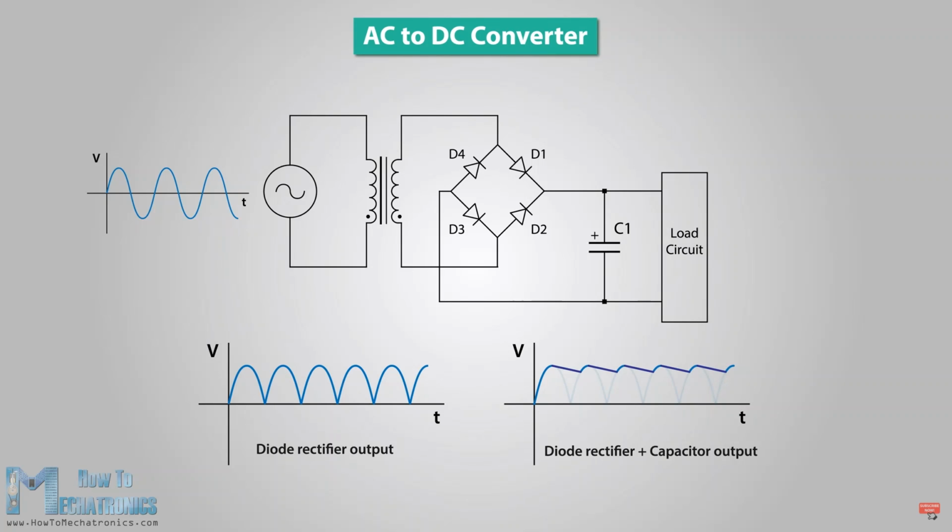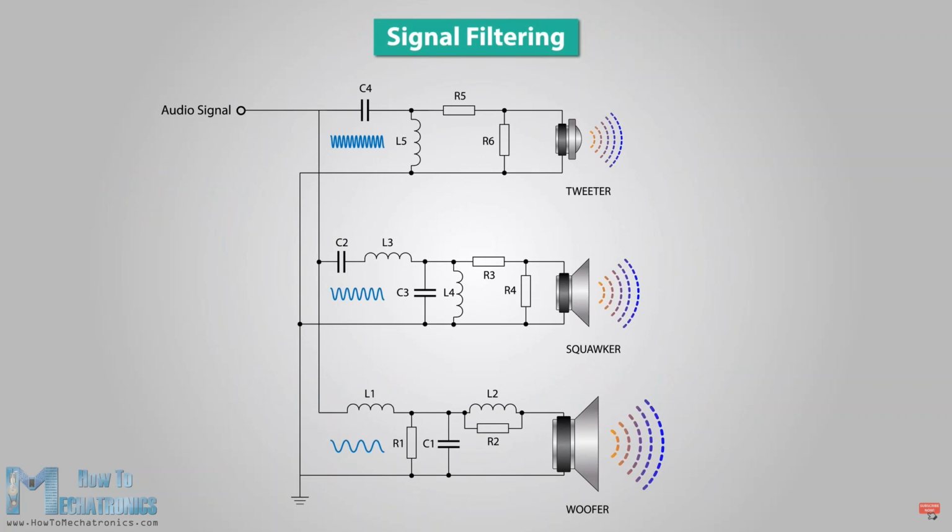Signal filtering is another application example of capacitors. Because of their specific response time, they are able to block low frequency signals, while allowing higher frequencies to pass through. This is used in radio receivers for tuning out undesired frequencies and in crossover circuits inside speakers for separating the low frequencies for the subwoofer and the higher frequencies for the tweeter.